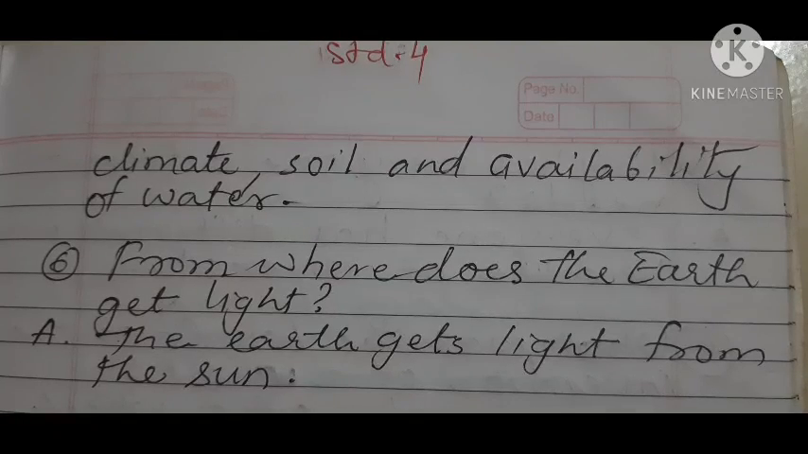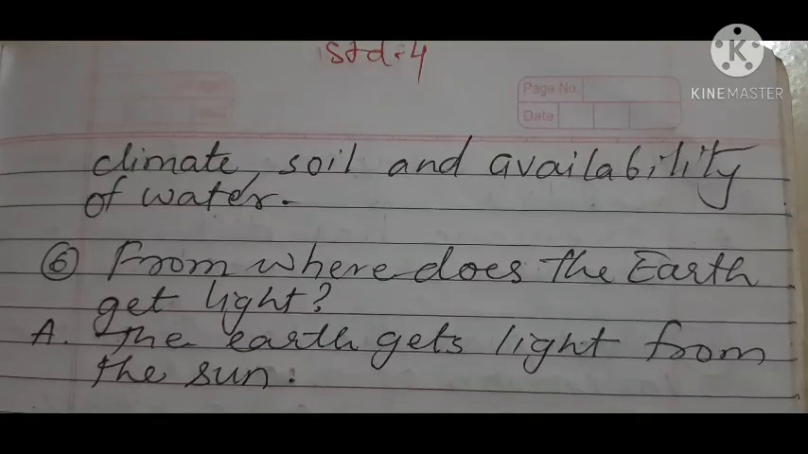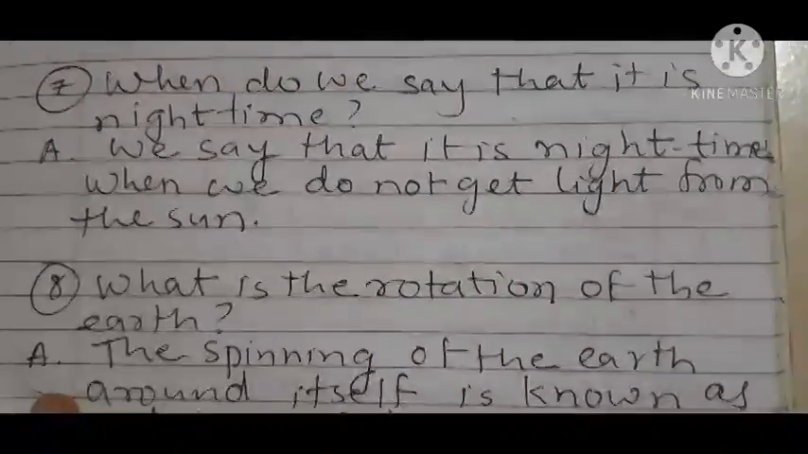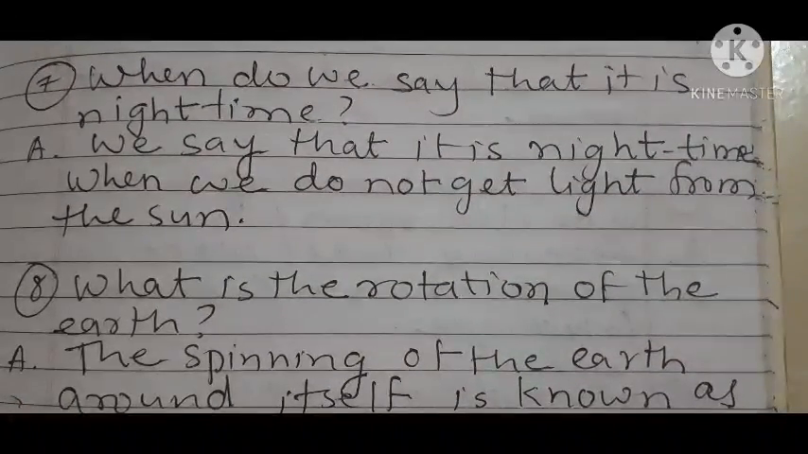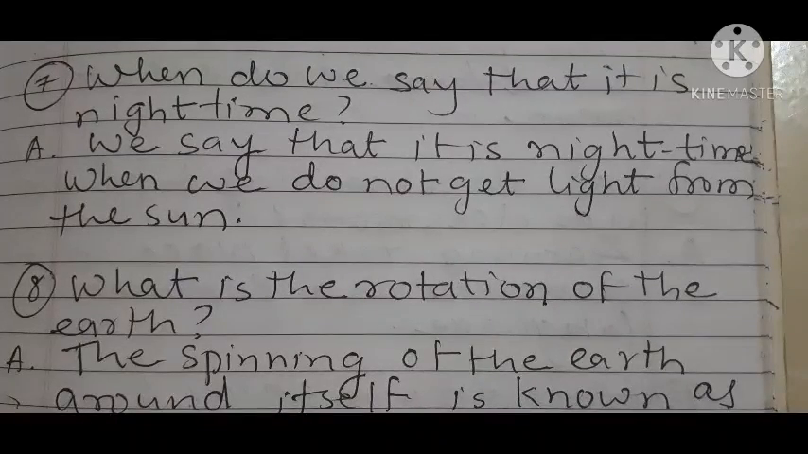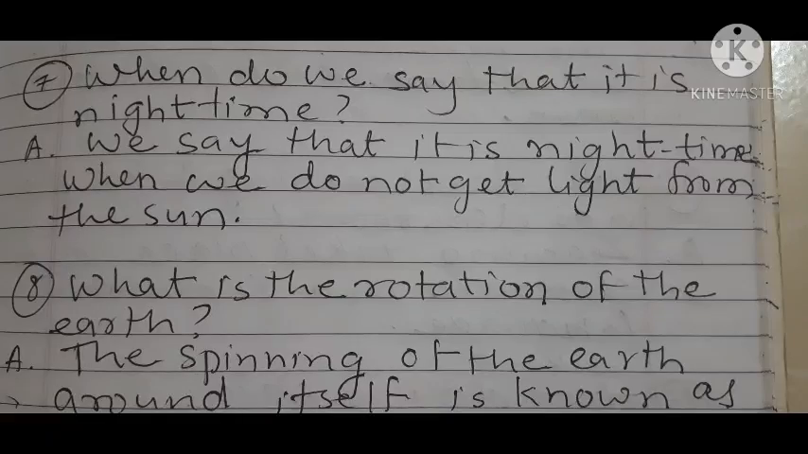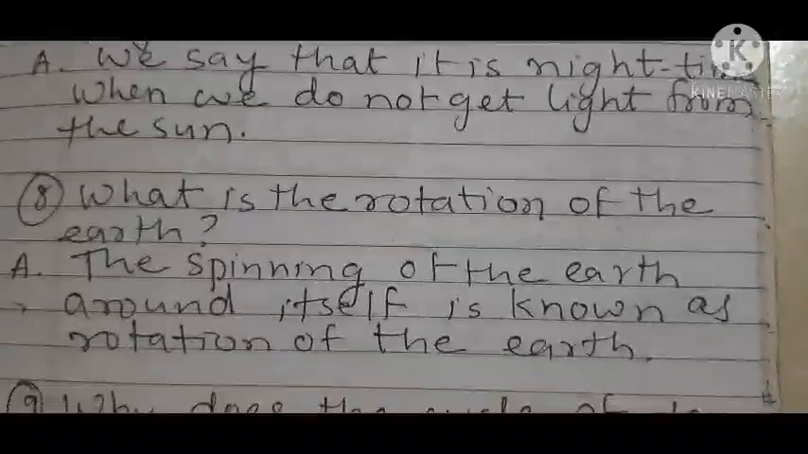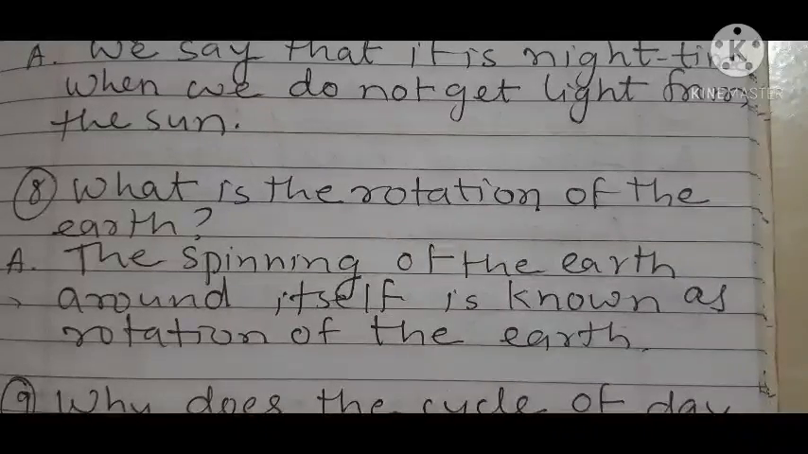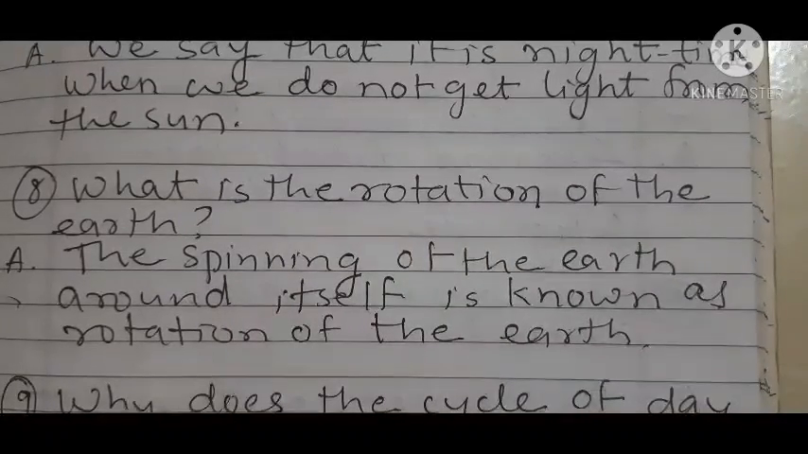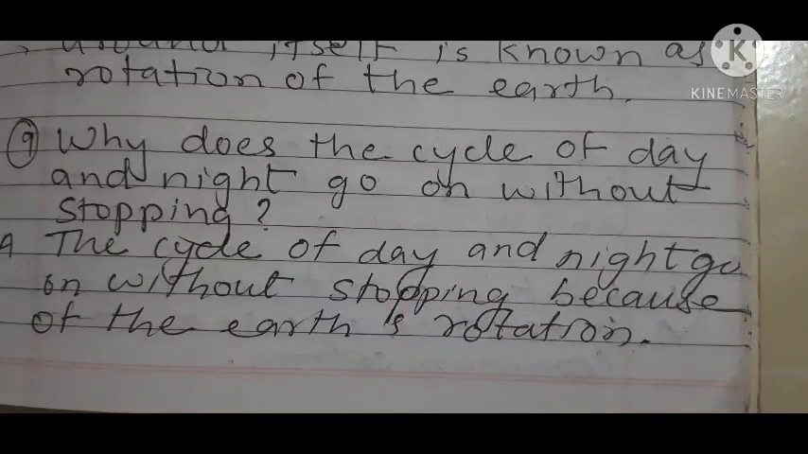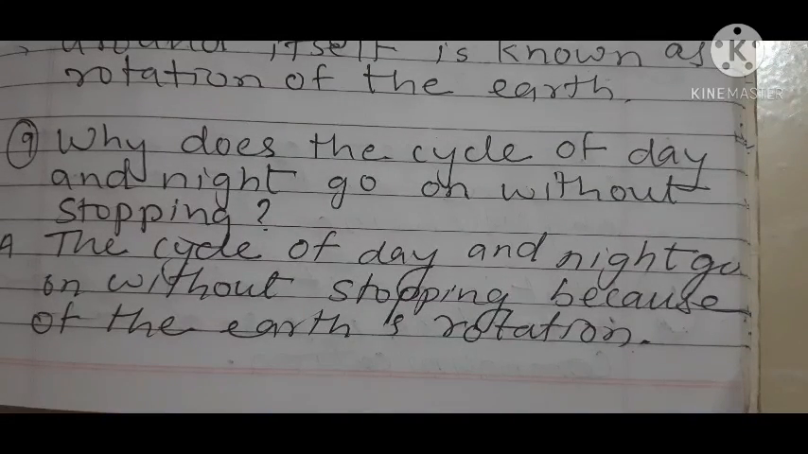From where does the earth get light? The earth gets light from the sun. When do we say that it is night time? We say that it is night time when we do not get light from the sun. What is the rotation of the earth? Spinning of the earth around itself is known as rotation of the earth. Why does the cycle of day and night go on without stopping? The cycle of day and night goes on without stopping because of the earth's rotation.